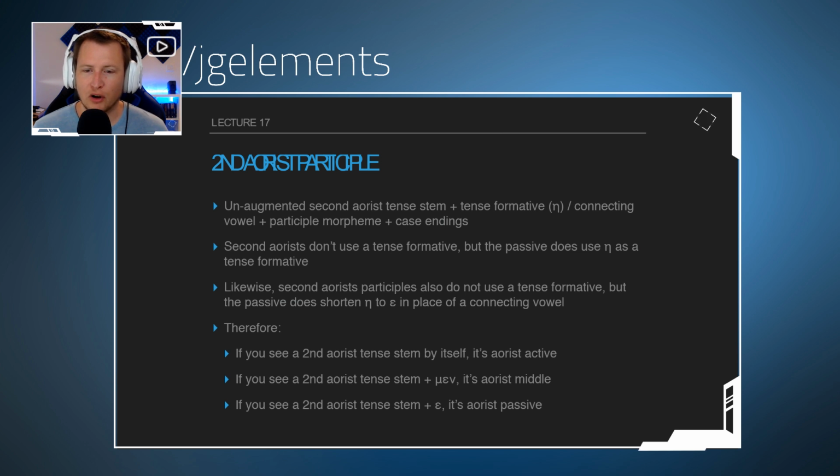Second aorist participles also don't use a tense formative, but like the passive, it does shorten the eta to an epsilon in place of a connecting vowel. So if you see a second aorist tense stem by itself, it's aorist active. This is in the context of an adverbial participle. If you see a second aorist tense stem plus men in the middle, it's an aorist middle. If you see a second aorist tense stem plus epsilon, it's aorist passive.